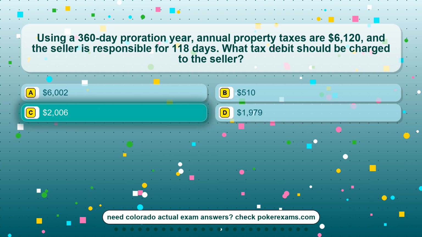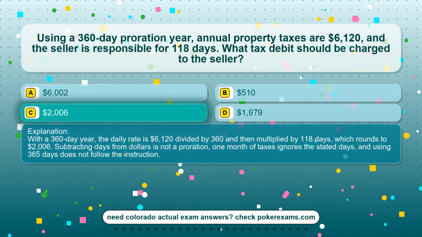The correct answer is option C, $2,006. With a 360-day year, the daily rate is $6,120 divided by 360 and then multiplied by 118 days, which rounds to $2,006. Subtracting days from dollars is not a proration. One month of taxes ignores the stated days, and using 365 days does not follow the instruction.